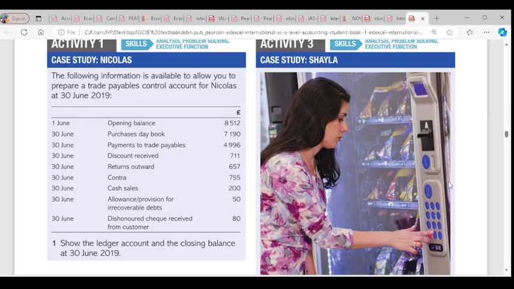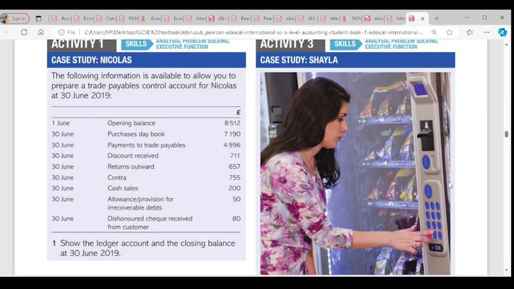Listen, you are preparing a trade payables control account. Whatever will happen to individual suppliers' accounts will happen to the control account too. As soon as you purchase, you credit the supplier who sold to you. You credit the giver. So all credit purchases will be credited in the purchases control account. All credit sales will be debited in the sales control account. Here we're talking about trade payables.